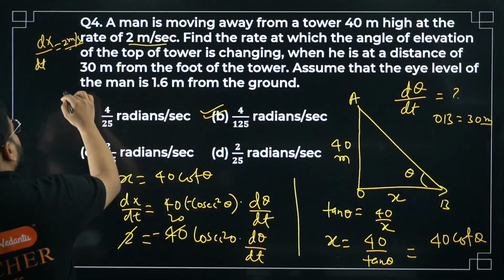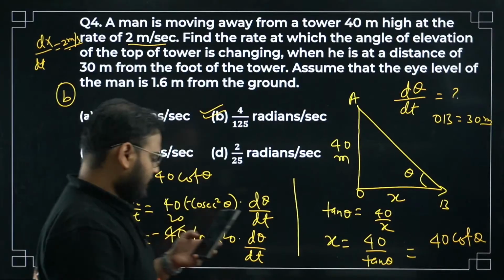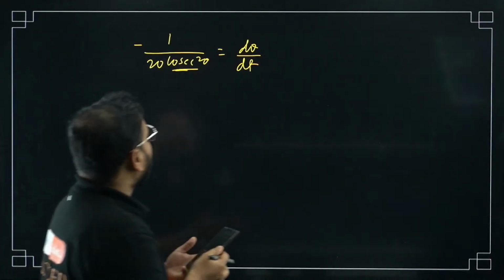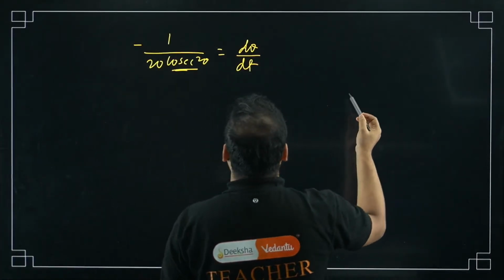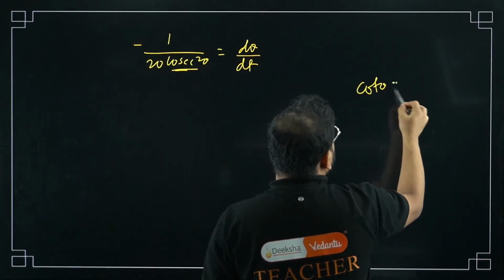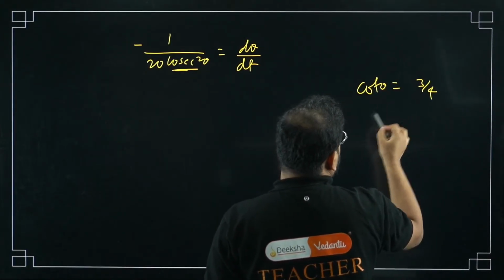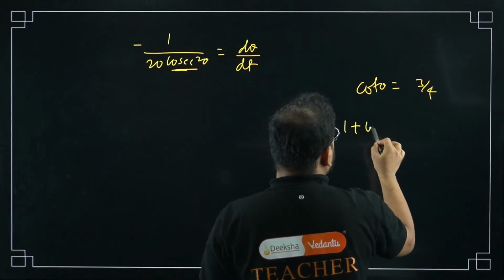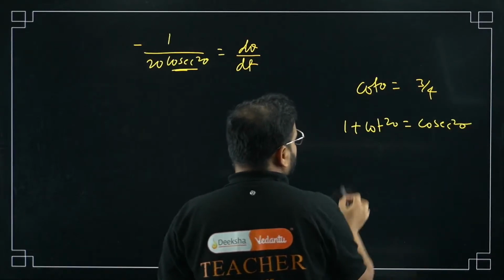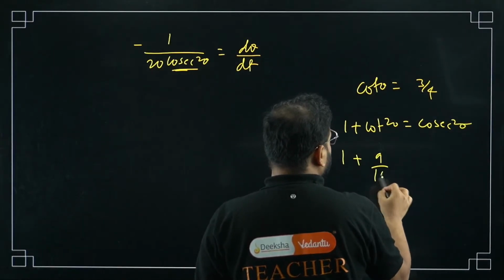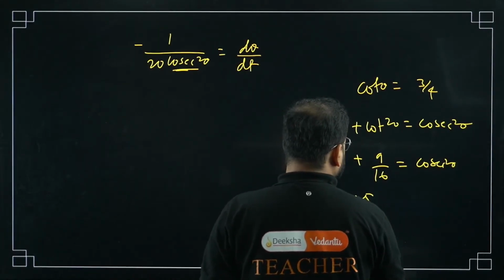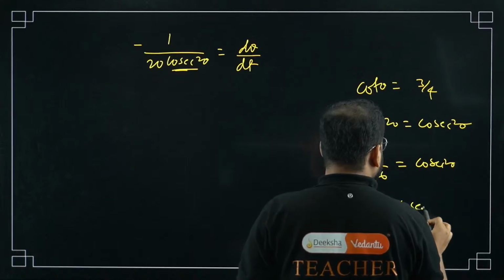Option number B, right? Please check, everyone. How much will this be coming as? Think about it. So you'll have cot theta as 3 by 4. So 1 plus cot square theta is cosec square theta, right? So what I get, 1 plus 9 by 16 equals cosec square theta, right? So 25 by 16 equals cosec square theta, right?